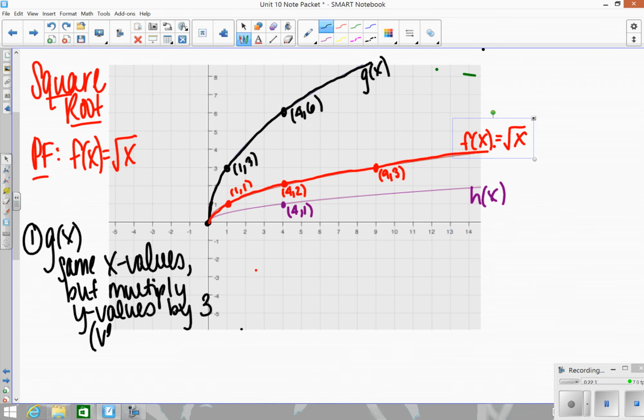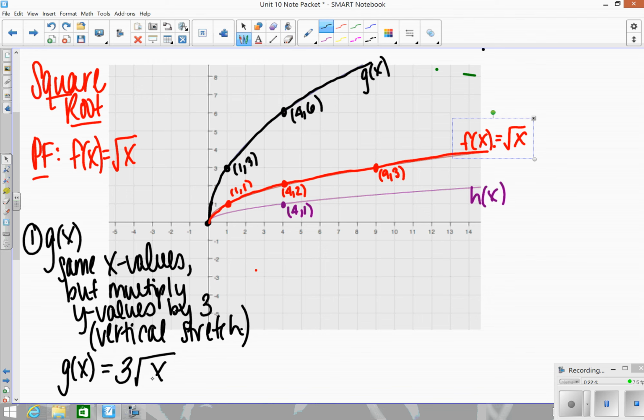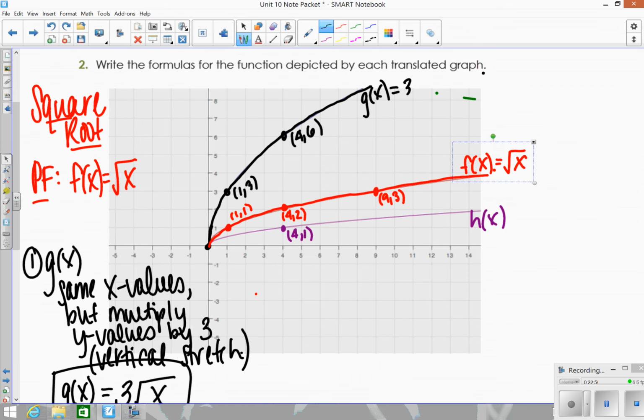So this is going to be a vertical stretch by a factor of 3. When you go to write the equation for g of x, if it's a vertical stretch, that means the 3 has to go on the outside, which makes sense. If you're stretching by 3, in the formula, it should be a 3. So it's going to be 3 times the square root of x, because you put that vertical stretch factor on the outside, and then you just keep the parent function.